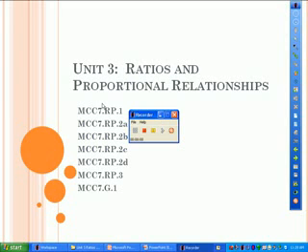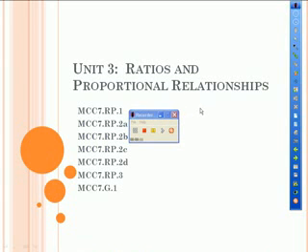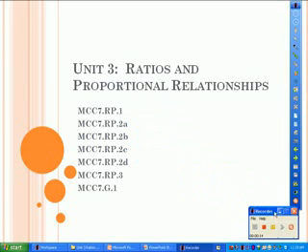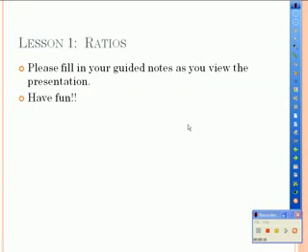Today we are going to begin Unit 3, entitled Ratios and Proportional Relationships. We're going to start with Lesson 1, entitled Ratios. We would like for you to please fill in your guided notes as you view this presentation. Have fun! In this unit, you will learn about ratios and extend the concept to rates and unit rates, and then to solving proportions and to scale drawings. Students will also explore the relationships between rate and the slope of a line.